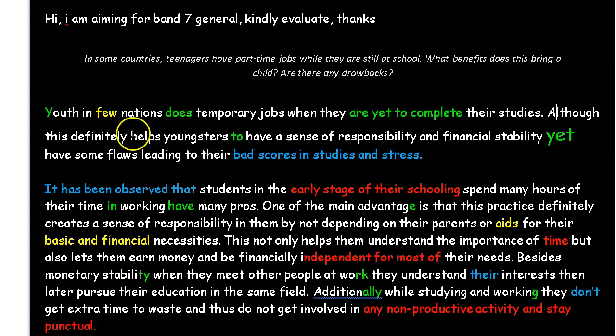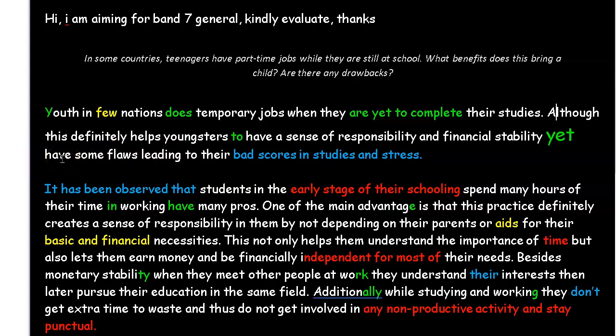It helps youngsters to have. Helps youngsters have. You don't need the to there. A sense of responsibility and financial stability. Well, we'll get into that in the body paragraphs. Yet. Okay, we don't need the yet. We do need a comma, though. Comma, have. What has? You forgot the subject of the second clause.